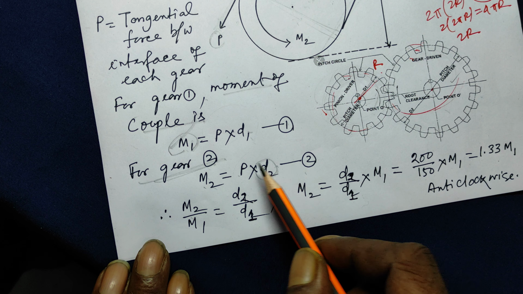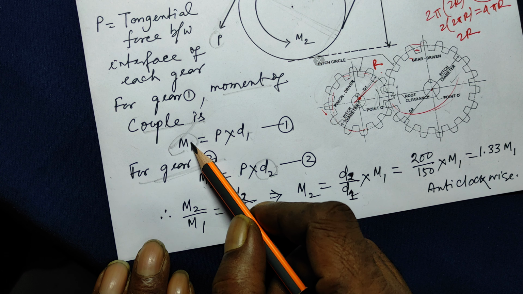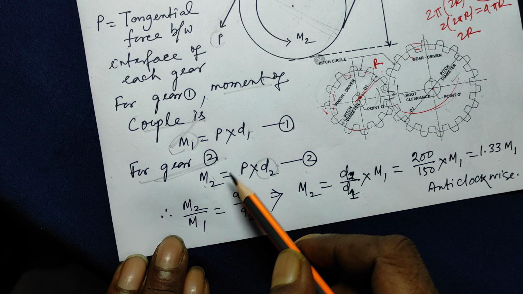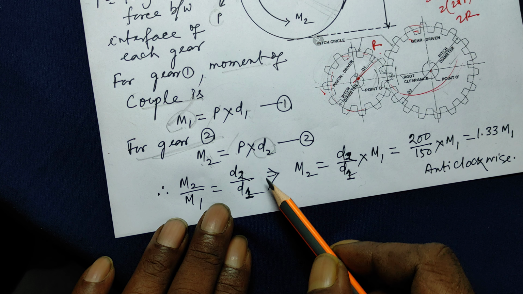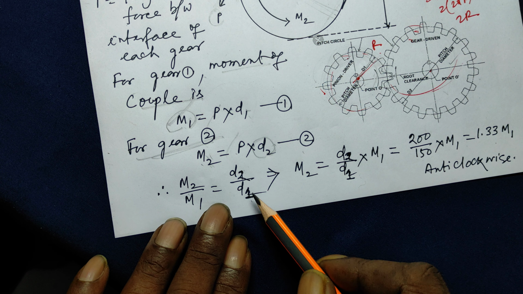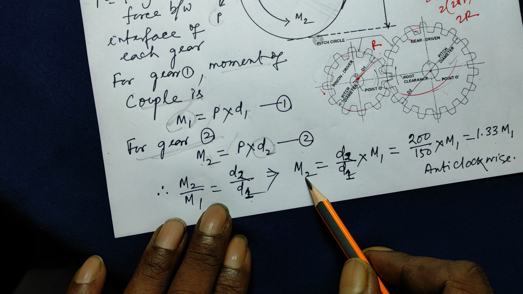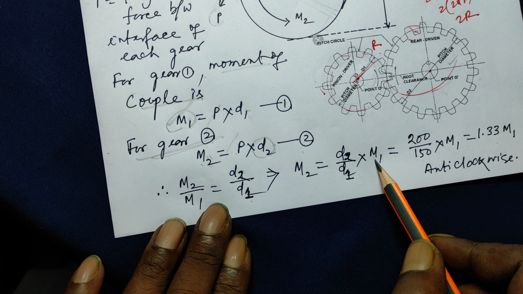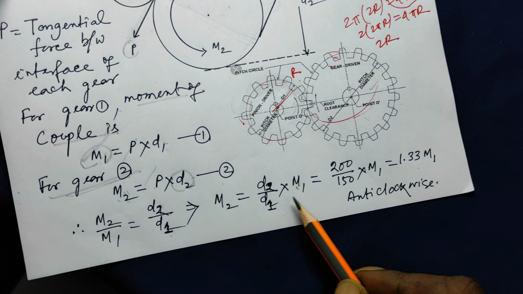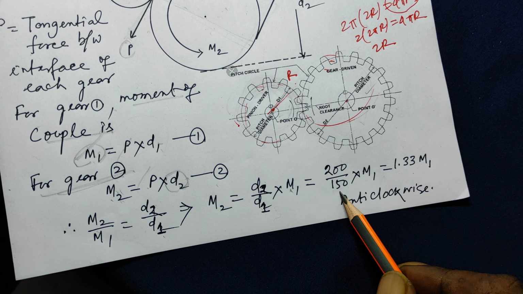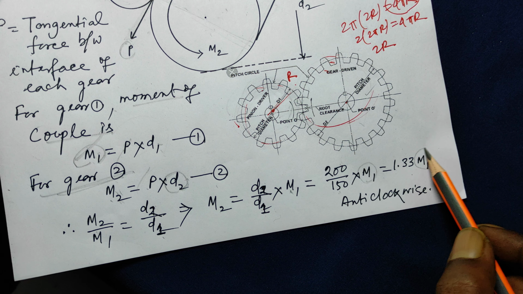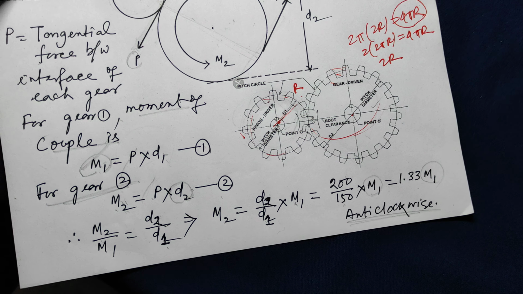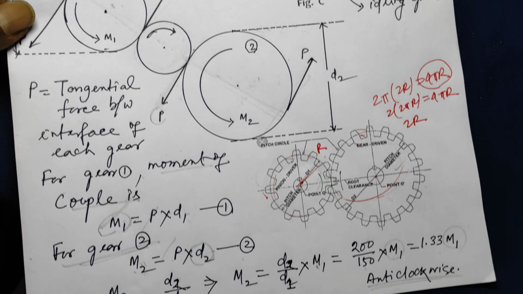Equation 1, equation 2, divide this by this, no problem. So I divide M2 by M1, P and P cancel, so I get D2 over D1. By cross multiplying, you get M2 equal to D2 over D1 times M1. Since D2 is known and D1 is known, I put in the values, and this comes to 1.33 times M1, which is anti-clockwise. So I think it is clear to you.